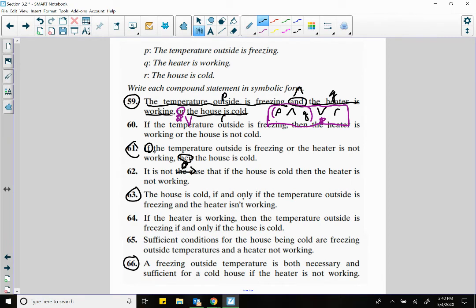All right, so now the temperature outside is freezing. That's P. Or, okay, so that's a V. The heater is not working. So there's a not.